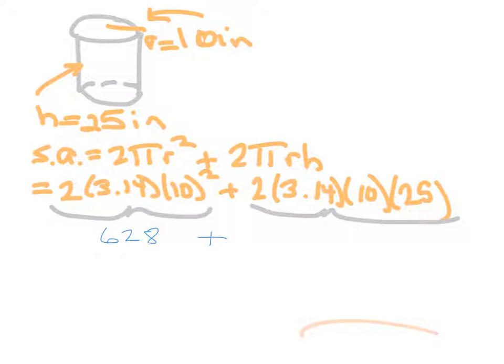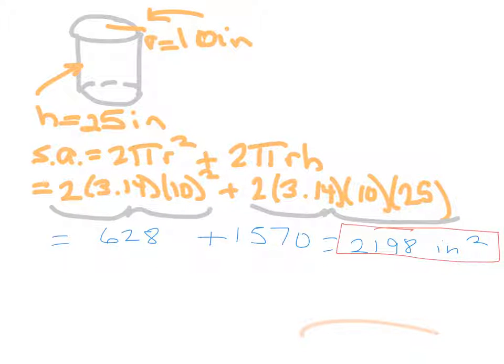Now, this part of the equation, the 2 times 3.14 times 10 times 25, is equal to the lateral surface area, and that's going to be 1,570. So when I add those two numbers together, my surface area is 2,198 square inches. Don't forget that your units are always going to be squared since we're solving for area, and area is a two-dimensional measurement.